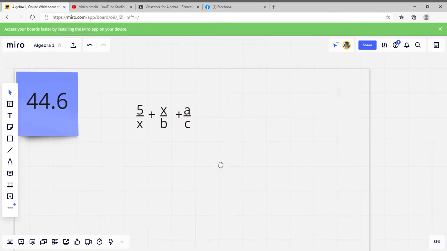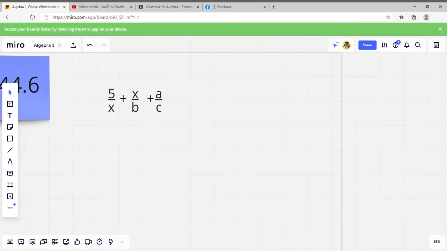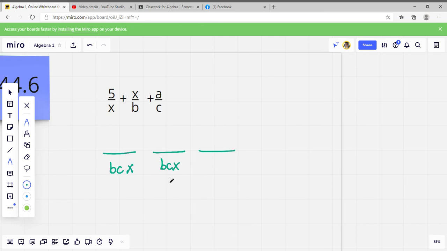All right, next one. This one's very similar to that last one. We've got, we'll do bcx as our new bottom for all 3 of these. Okay, on this one, I've already got the x, so I've got to multiply it times b and c. So I've got to do that up here, bc.